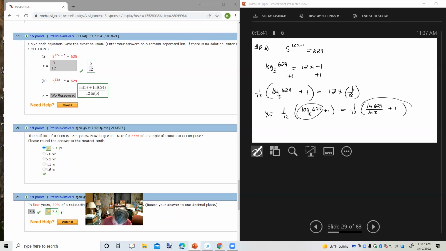Well, suppose we wanted to write those as a single fraction. The common denominator would be natural log of 5. So I'd multiply this by the natural log of 5 over the natural log of 5. So now I've got 1/12 times the natural log of 624 plus the natural log of 5 all over the natural log of 5. You see how I combine those by getting a common denominator? And multiplying straight across, you'd get the natural log of 624 plus the natural log of 5 over 12 natural log of 5. So that's how they got that answer.